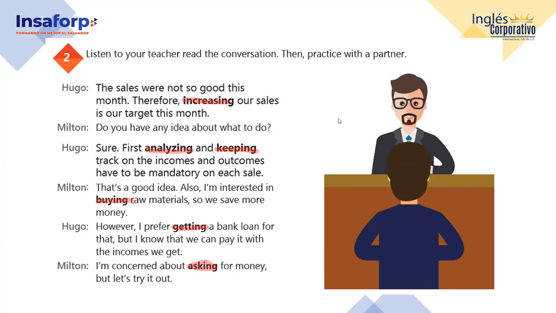The sales were not so good this month. Therefore, increasing our sales is our target this month. Do you have any idea about what to do? Sure. First, analyzing and keeping track on the incomes and outcomes have to be mandatory on each sale. That's a good idea. Also, I'm interested in buying raw materials, so we save more money. However, I prefer getting a bank loan for that, but I know that we can pay it with the incomes we get. I'm concerned about asking for money, but let us try it out.